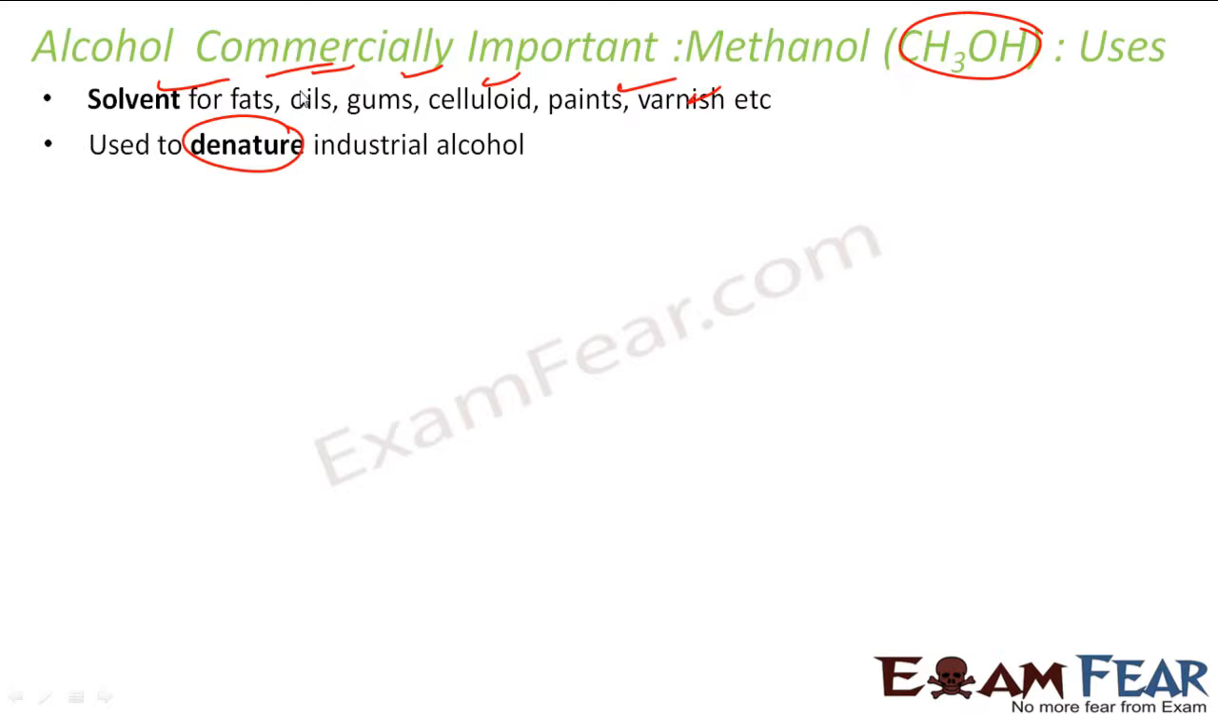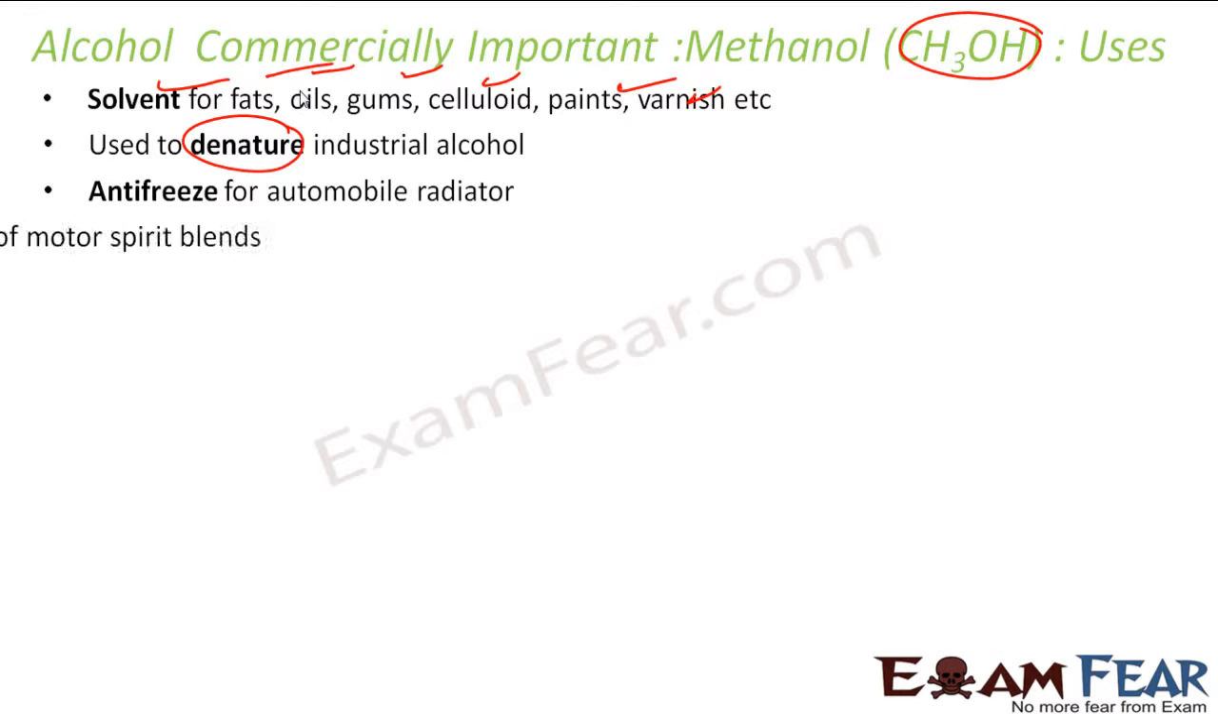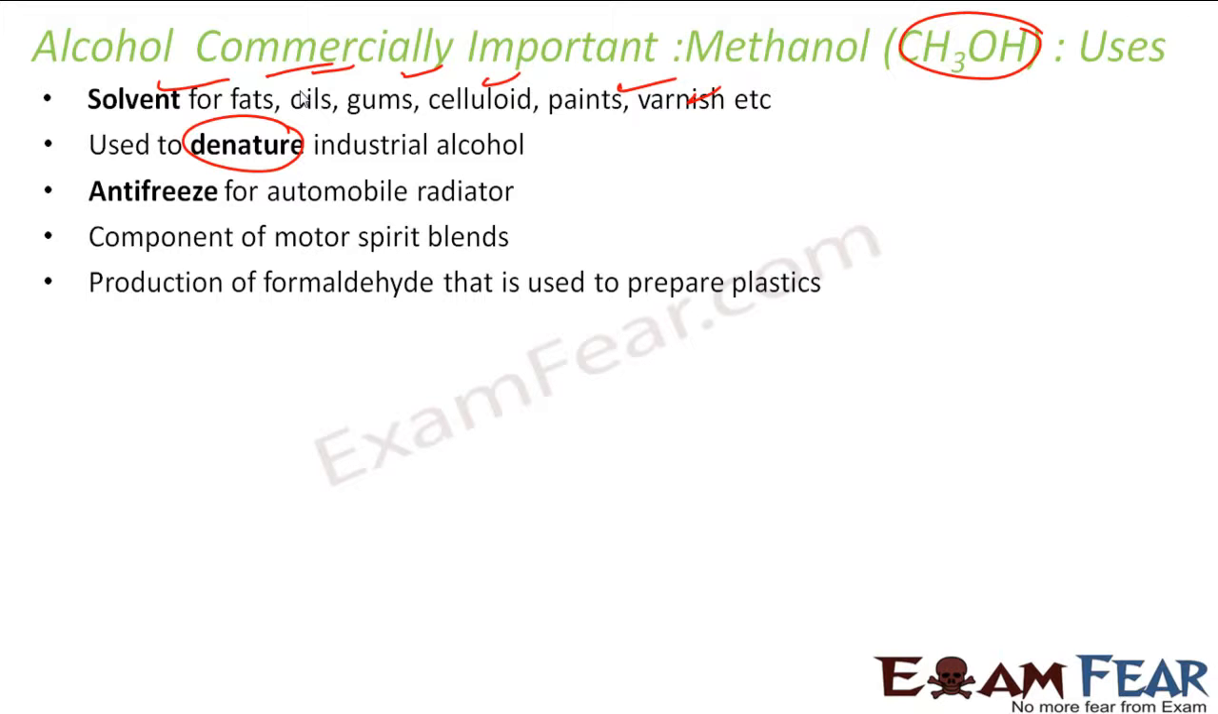Because the industrial alcohol is normally ethanol, and ethanol can also be used as a beverage. Ethanol is not good for health, but people enjoy drinking it, and the government doesn't want that. So to make ethanol unfit to drink, methanol is mixed. It's also used as antifreeze for automobiles and as a component of motor spirits. It is also used to create formaldehyde, which is used to create plastics.